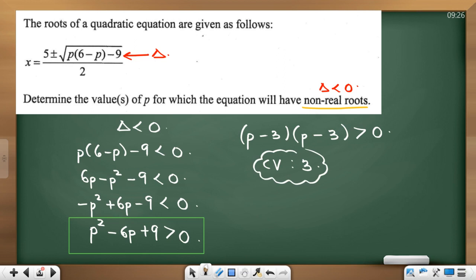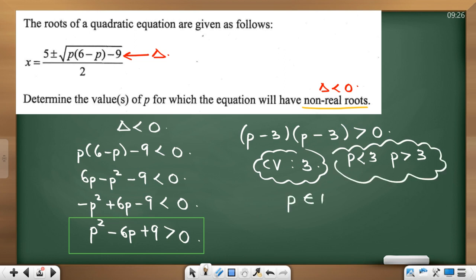Look, it is still correct to say that P would be greater than 3 and P would be less than 3. Because we said greater than 0, you have greater and less than the small critical value and the big critical value. But we only have one critical value. So what does this really mean? It means P is an element of real numbers, but P cannot be equal to 3. That's how you write your answer now.